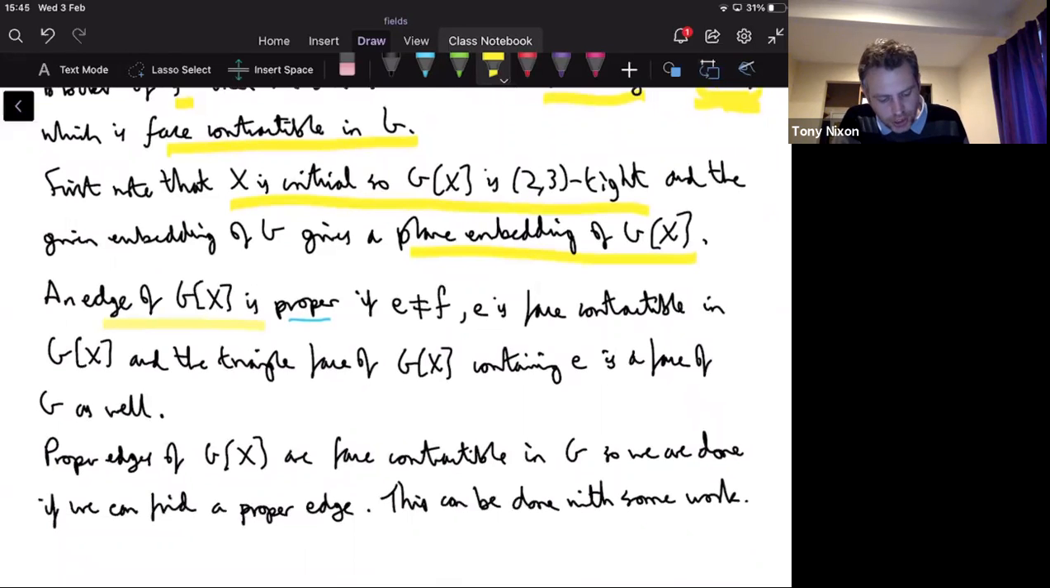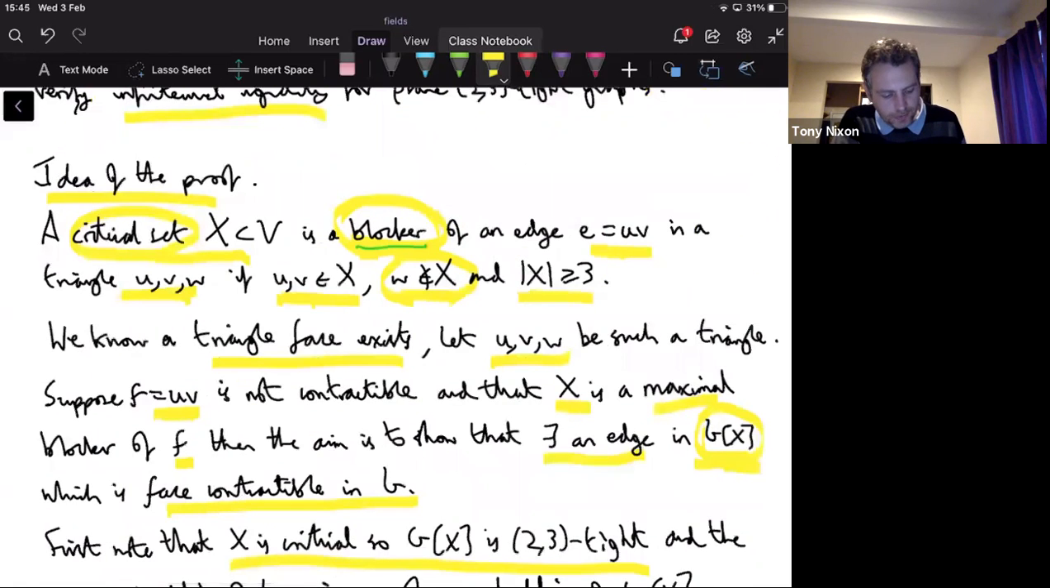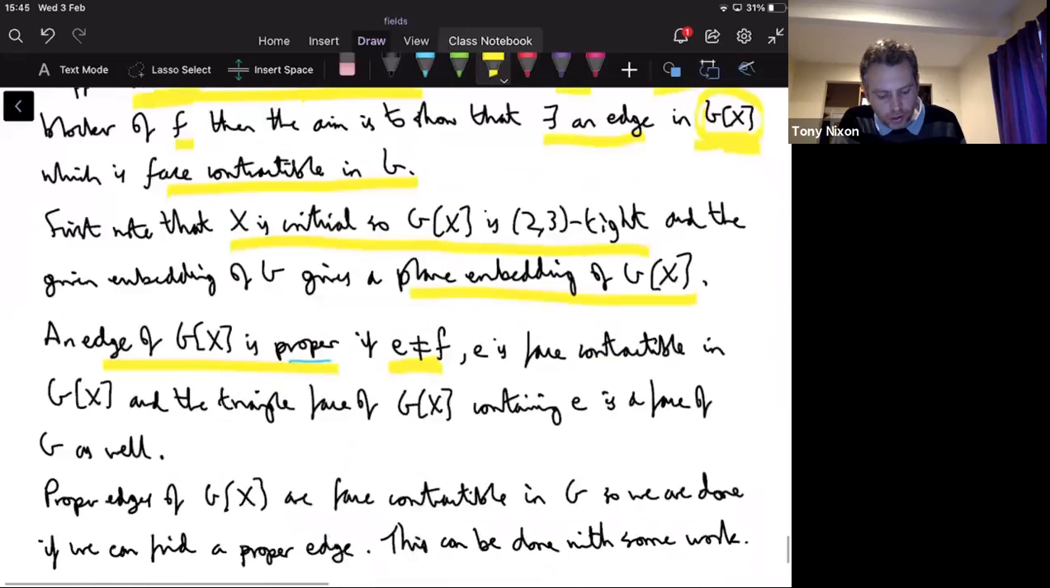So an edge E in GX is proper if it's not equal to the one we know is non-contractible, because F is not contractible. So that's where we found this blocker. So we know an edge in the subgraph is contractible if it's distinct from F, and it's face contractible in GX, and the triangle face in GX is also a face in G.